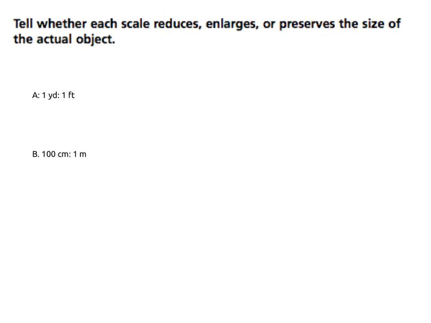So the first thing that we're going to try is we're going to tell whether each scale reduces, enlarges, or preserves the size of the actual object. What they're going to give you is a conversion or your scale that you would use. For example, in A, we're saying that 1 yard would represent 1 foot. When we say it reduces, this makes it smaller. Enlarges makes it bigger. And preserve means it stays the same.